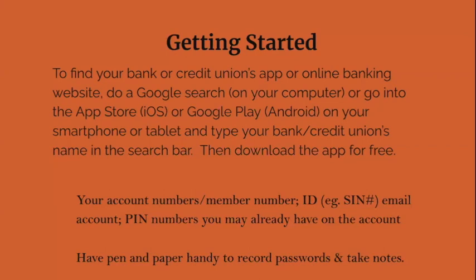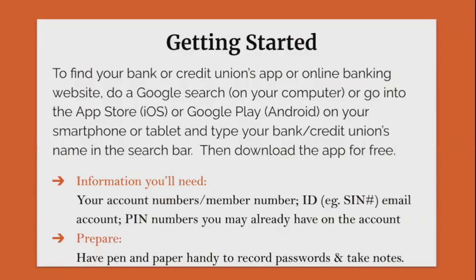Getting started. To find your bank or credit union's app or online banking website, do a Google search on your computer or go into the App Store for iOS or Google Play for Android on your smartphone or tablet and type your bank or your credit union's name in the search bar. Then download the app for free. The information you'll need to have handy is your account numbers or your member number, your ID, your email account, your PIN numbers you may already have on the account. Prepare so you should have a pen and paper handy to record passwords and take notes.